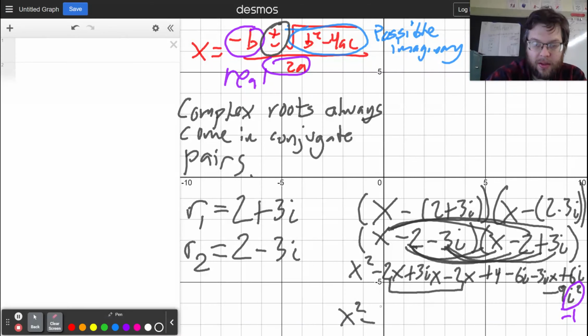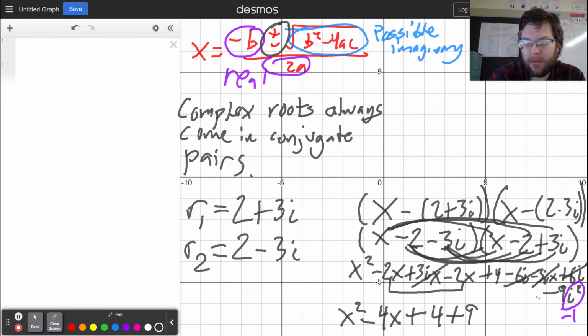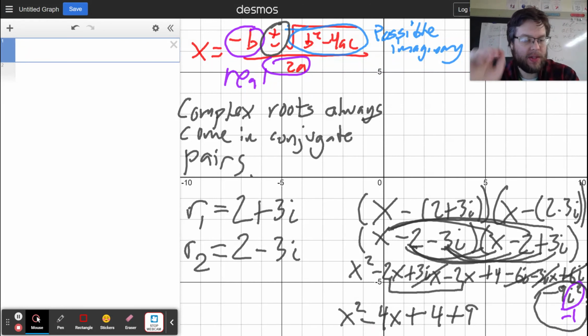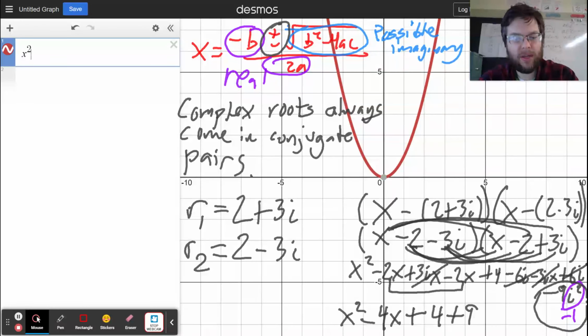combine, minus 4x, cancel, cancel, plus 4, and plus 9. And where did the plus 9 come from? From right there. Negative 9i squared is plus 9. And so this quadratic, if I write it out in its standard form, is x squared minus 4x plus 13.